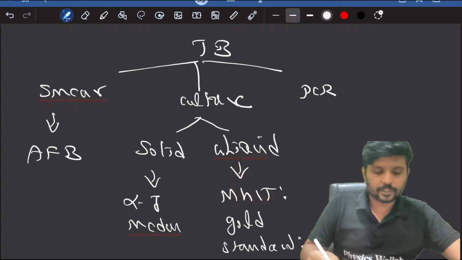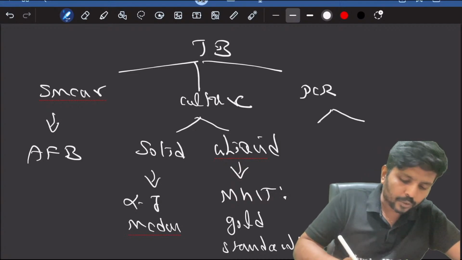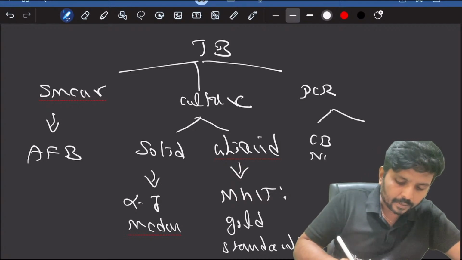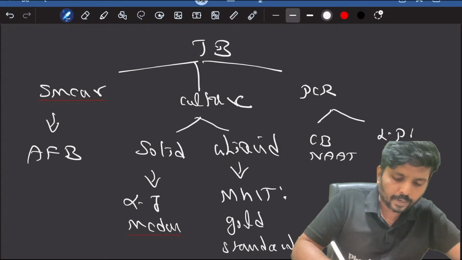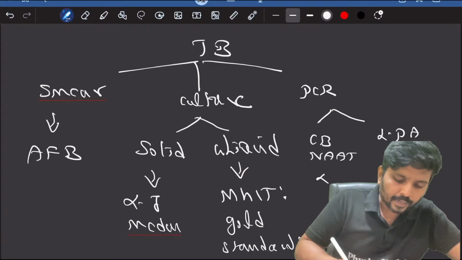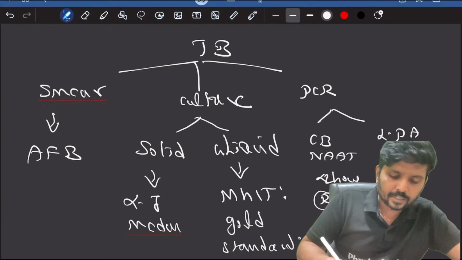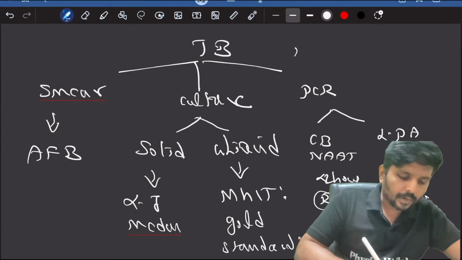Which one? Liquid culture. PCR means two tests. One is CBNAAT, the nucleic acid amplification test. Another is line probe assay. CBNAAT gives results within 2 hours and shows whether rifampicin is resistant or not. LPA will take 2 days and it will show all resistance forms. These are all direct tests.